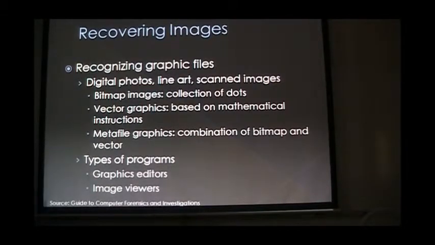So recognizing the difference, you have digital photos, you have line art, scanned images. If it's a bitmap, like a JPEG or a bitmap file, it's a collection of dots. It's a bunch of dots, and that makes up the image. You have vector graphics based on mathematical instructions. The metafile graphics, a combination of bitmap and vector. The programs you got out there, you got graphic editors and you got image viewers. Photoshop is a graphic editor. Image viewers, Windows has an embedded one. There's a couple others, like IrfanView, a couple other image editor viewers.